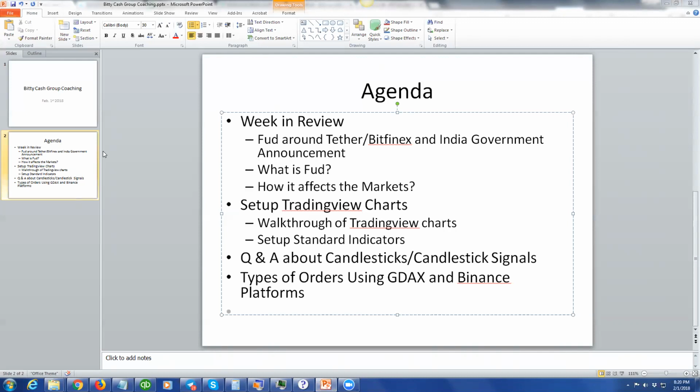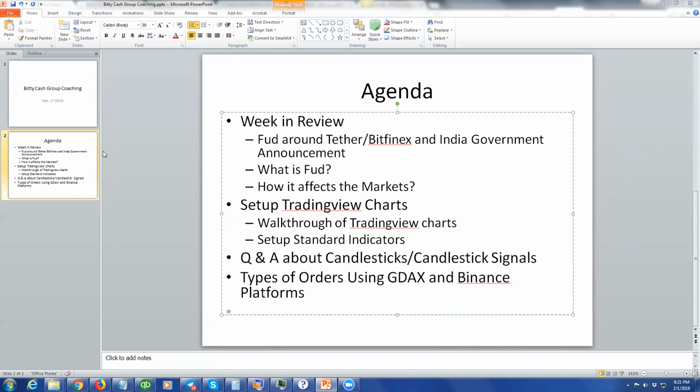Then hopefully everybody watched the candlestick video that we put in the Facebook group. We'll have a quick Q&A about candlesticks if you have any questions. Then we're going to get into types of orders. We'll look at the GDAX platform and Binance as well, how to place your orders, and what types of orders you can place on those different platforms, since each platform has different ways of doing it. I can also do Bitfinex, since I have the chart open. I don't think anybody we have is using Bitfinex, but we'll go through that as well.